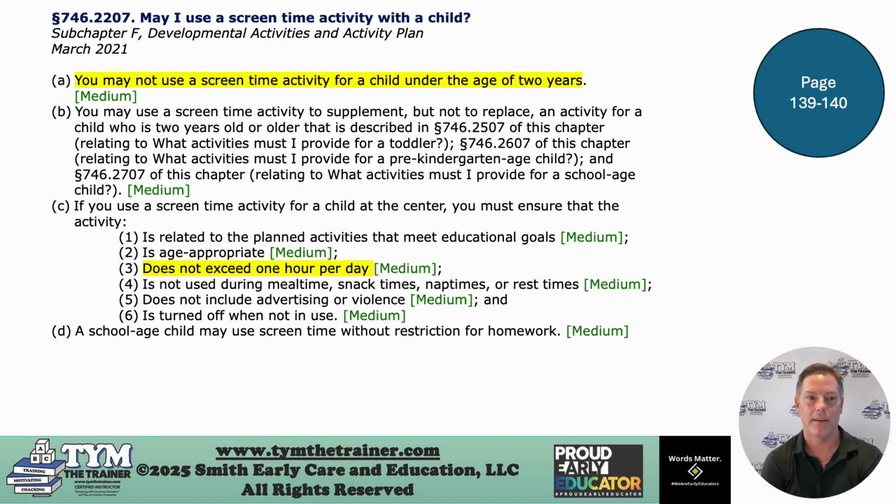You can use screen time to supplement, but not to replace an activity for children over the age of 2. If you are using screen time, it has to be related to the planned activity and meet educational goals. Has to be age appropriate. It cannot exceed 1 hour a day. Can't be used during mealtime, snack time, nap time, or rest times. I should have highlighted number 4 because that's a big deficiency right there. Cannot include advertising or violence, and it must be turned off when not in use.